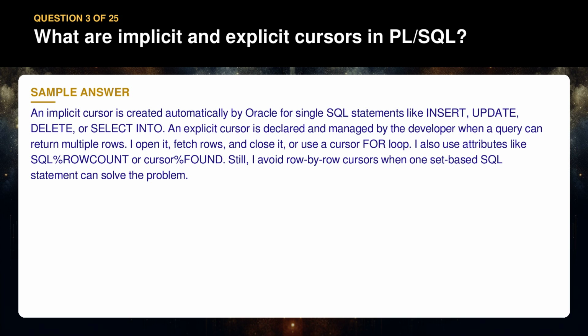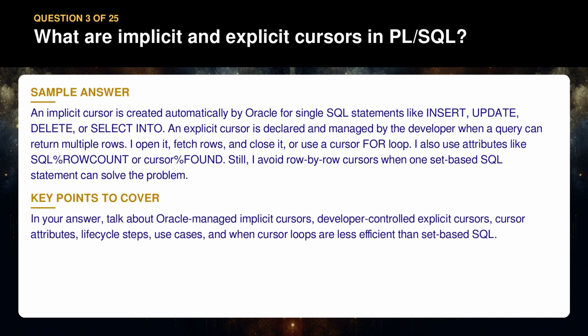I also use attributes like SQL%ROWCOUNT or cursor%FOUND. Still, I avoid row-by-row cursors when one set-based SQL statement can solve the problem. In your answer, talk about Oracle-managed implicit cursors, developer-controlled explicit cursors, cursor attributes, lifecycle steps, use cases, and when cursor loops are less efficient than set-based SQL.